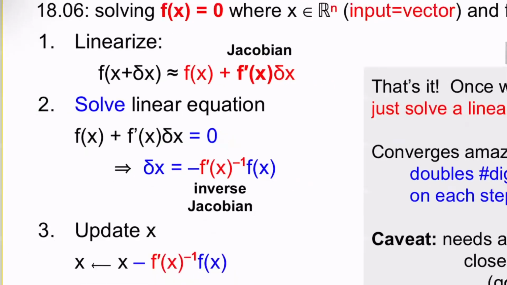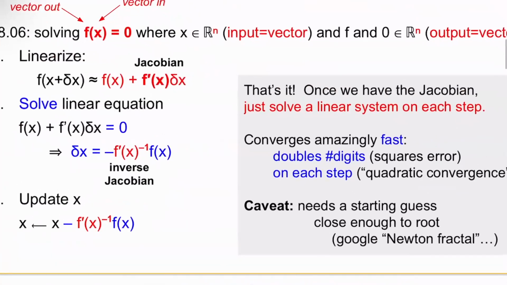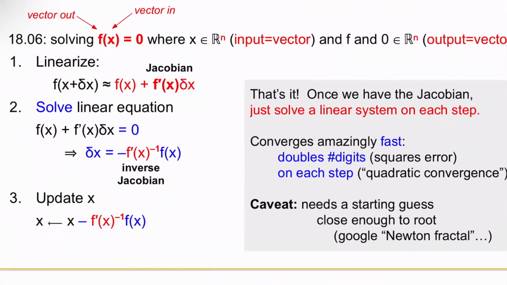Of course, this is an approximate root, but you just keep repeating the process. It's much harder to picture this in higher dimensions compared to the 1D case, but it works amazingly fast. It does the same thing: you solve a linear system in each step, and it doubles the number of digits in each step. With the caveat that you need a starting guess close enough to the root. If you start very far away from the root, it can be kind of unpredictable what this does.